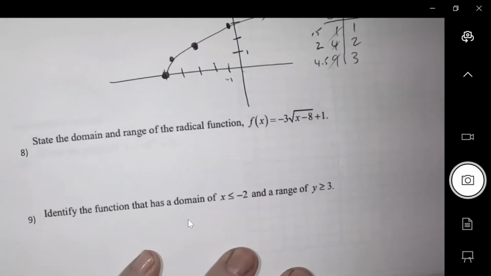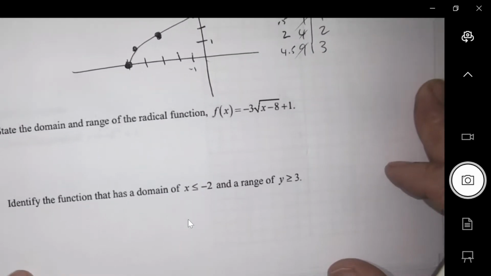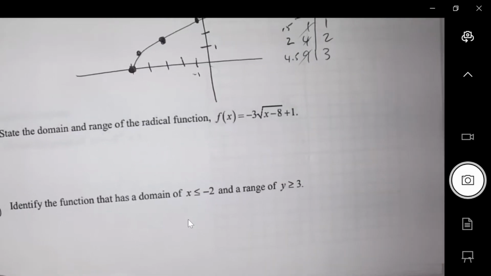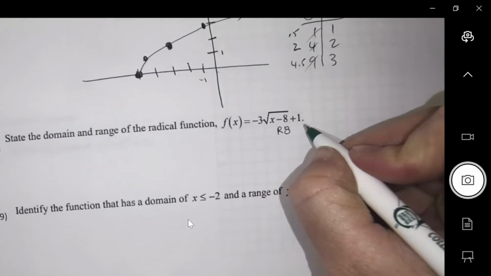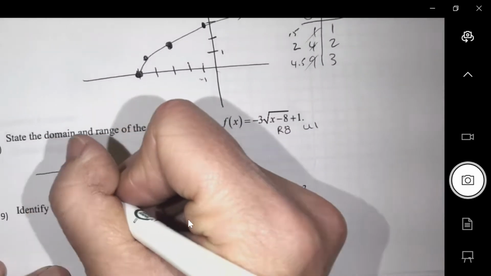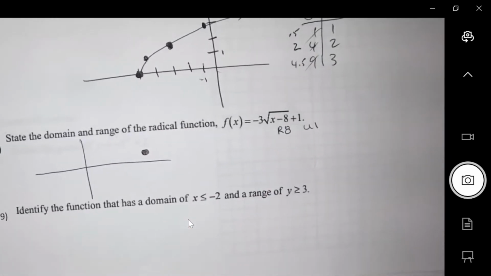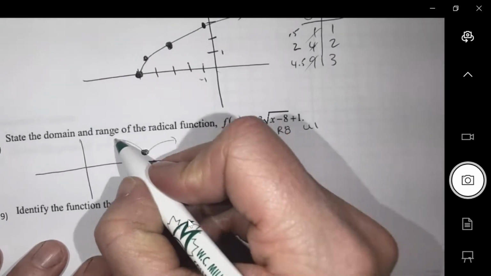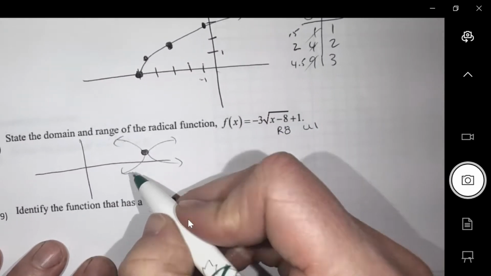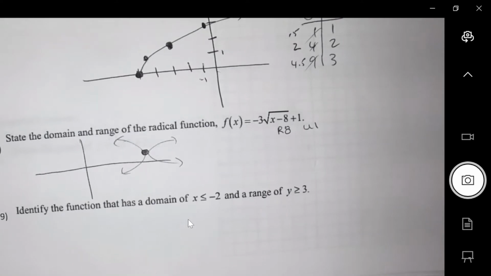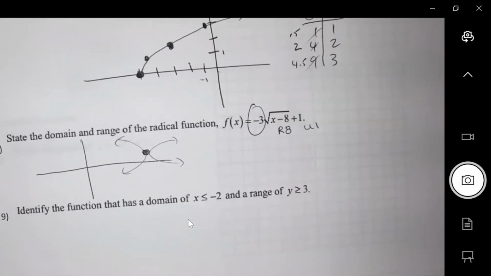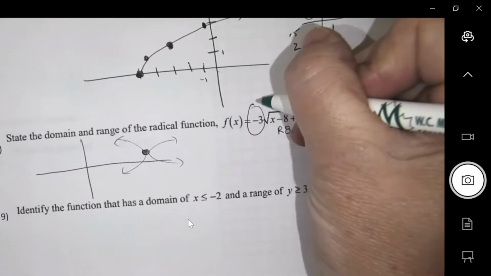State the domain and range. Which way is 8? Right 8, up 1. There's my starter point. Okay, which direction are we going? We have all these options. Do we go that way, that way, that way, or that way? There's a negative involved. What letter is that? A.